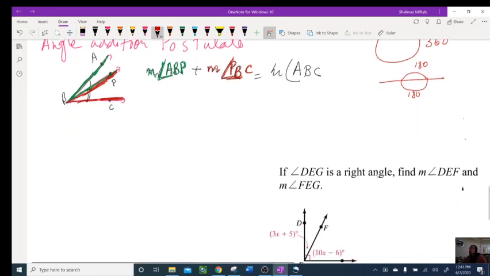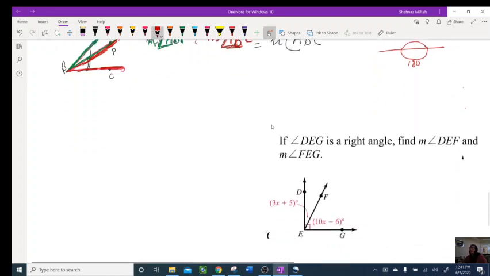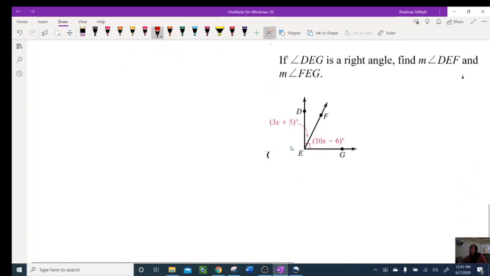Okay, let's do one application question right there. If DEG is a right angle, and you can see that's a right angle, find the measurement of angle DEF and angle FEG. I'm going to use the angle addition postulate here. Okay, so how do we use the angle postulate? We know this angle, let's try this angle.